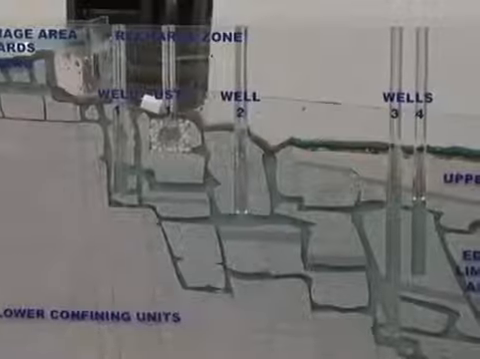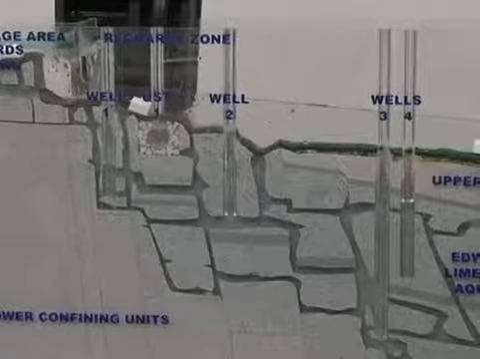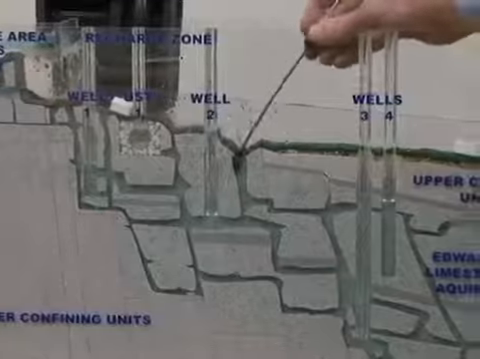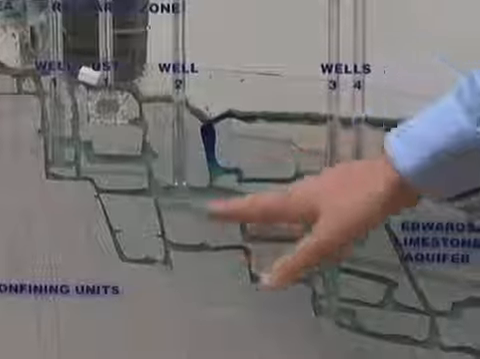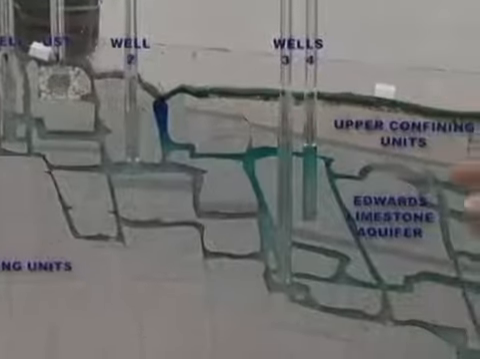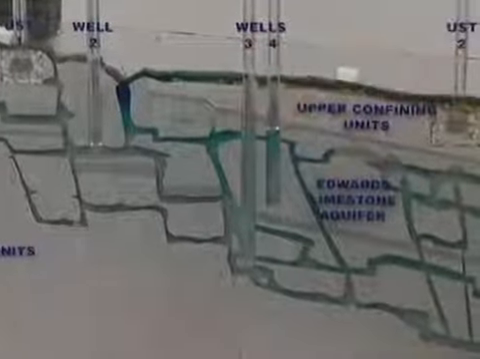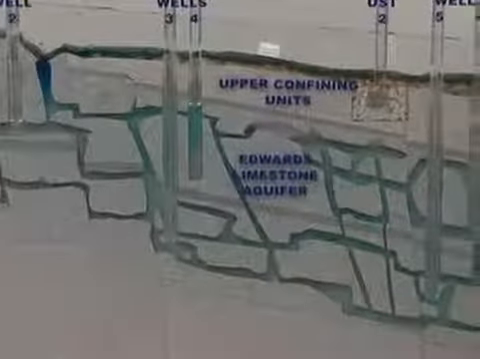If someone were to dump something into a sinkhole that would cause pollution, you can see the pollutants entering the aquifer, spreading through the cavernous systems into other wells, and eventually coming out at the spring.